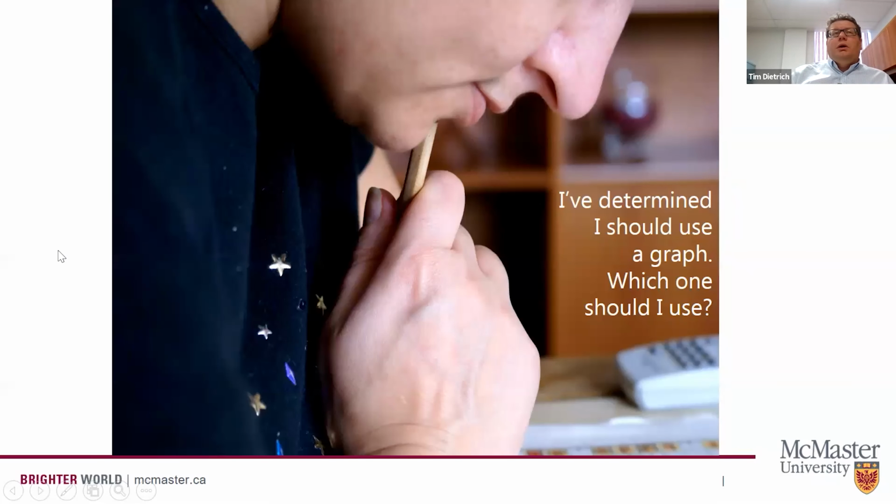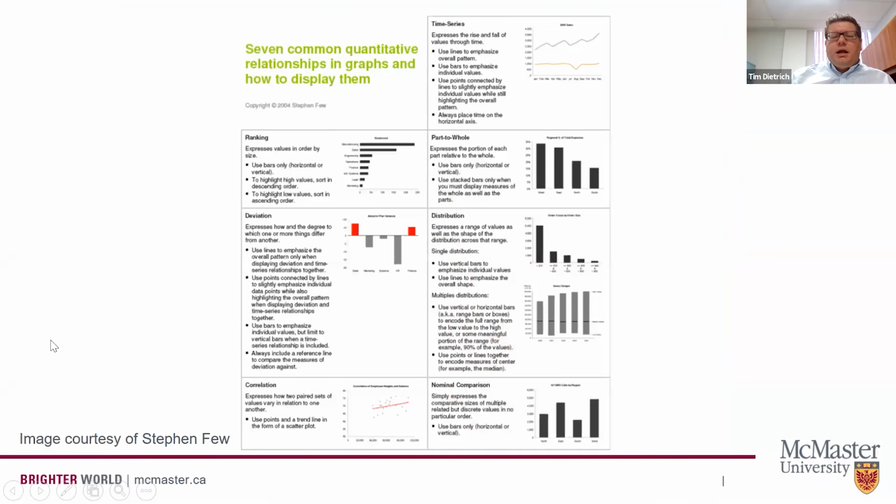And so, assuming that you want to now select a graph, the next question becomes, which one do I use? There's a good article out there by Stephen Few, published probably 2008, 2009, just describing the different types of quantitative relationships and how to display them.